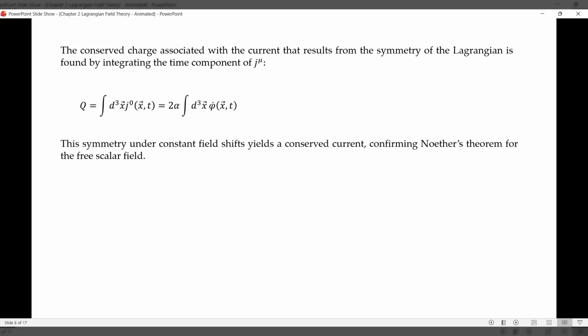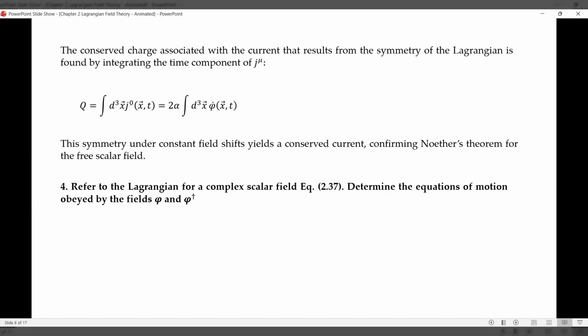So this symmetry gives us a conserved current and a conserved charge, a direct confirmation of Noether's theorem for the free scalar field. Every continuous symmetry corresponds to a conservation law. And here, the invariance under field shifts leads to the conservation of Q. Now we move on to exercise number 4, where we extend this idea to a complex scalar field.